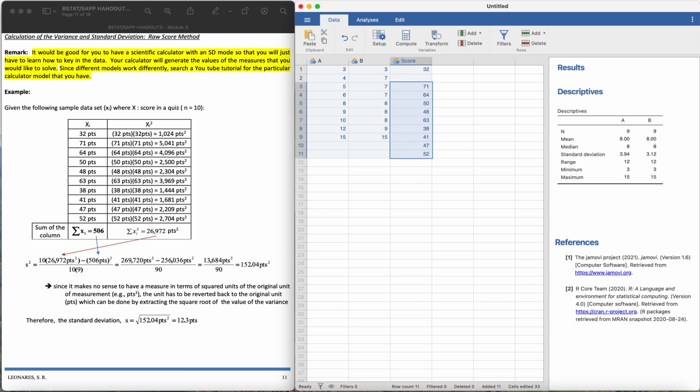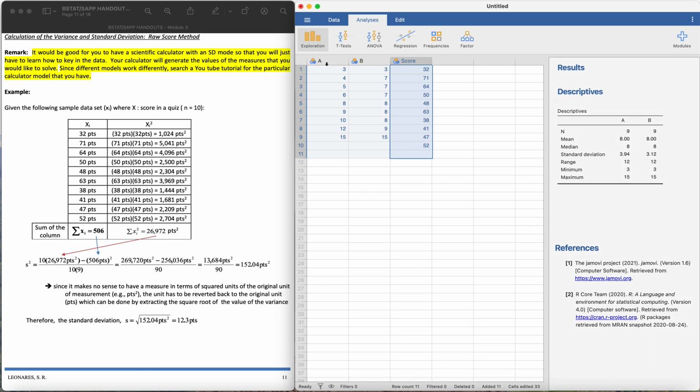I'm sorry. Let's just cut it and paste. Also, Jamovi uses the same shortcuts. So, Control C for copy, Control X for cut, Control V for paste for easier manipulation. Okay, and then we want to get the descriptives of this score, this third column here. Again, go to the Analysis tab, click on the Exploration button, and then click on Descriptives.